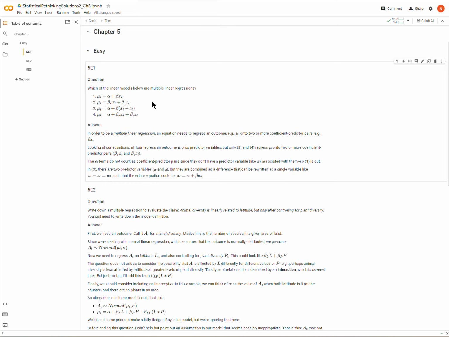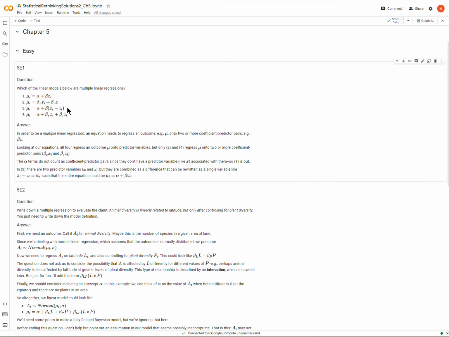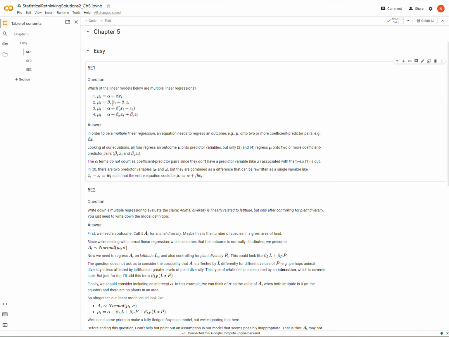And then the next thing to be multiple linear regression is that we need more than one predictor variable. But not just a predictor variable, we need the predictor variable to be multiplied by its coefficient. So we need our variable and coefficient pairs, okay? And the ones that fulfill that are 2, right? We have x and z, and they're being multiplied by their coefficients, okay? And again, the coefficients are what we will try to solve for once we have all of the data.